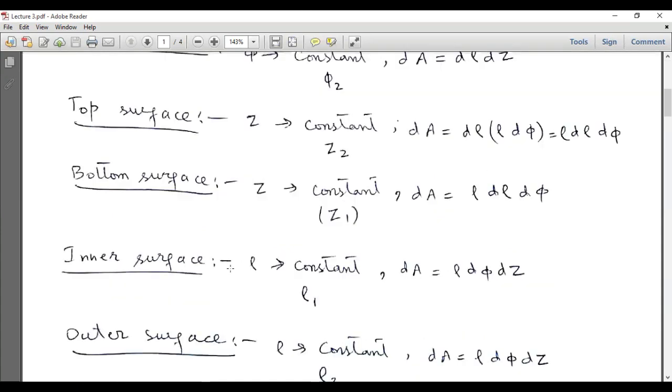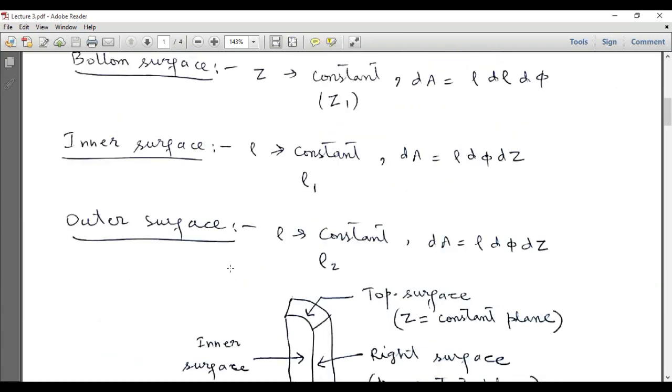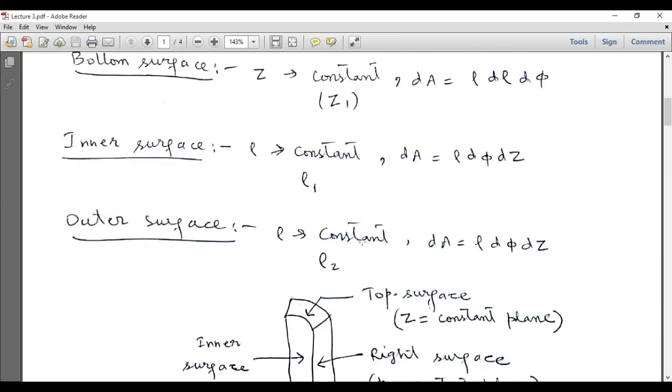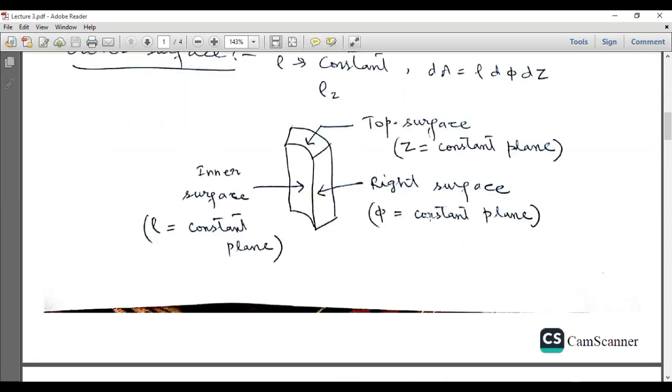If it is understandable to you, then the rest of the discussion will be very simple. So for the inner surface, rho will be constant and it will be equal to rho 1. The area will be equal to rho d phi dz, and for the outer surface, rho will be constant and it will be equal to rho 2, and the differential area will be rho d phi dz. So it will be rho 2, and here we will have rho 1.